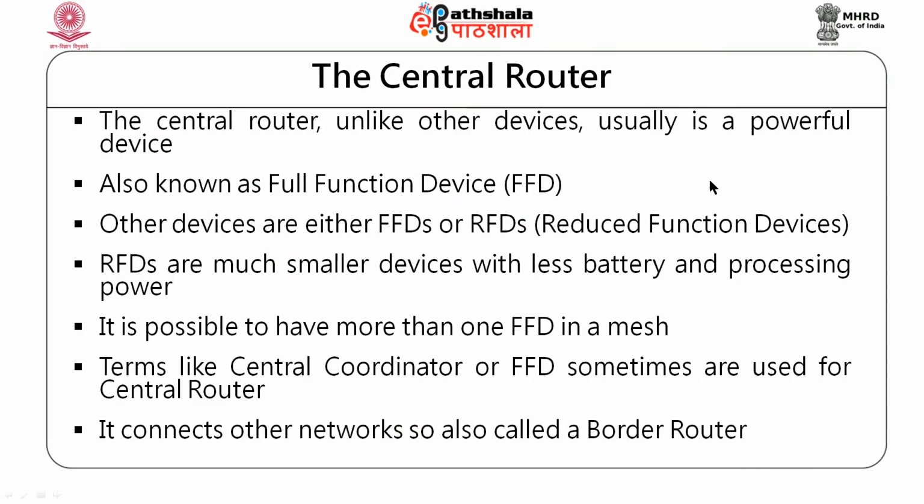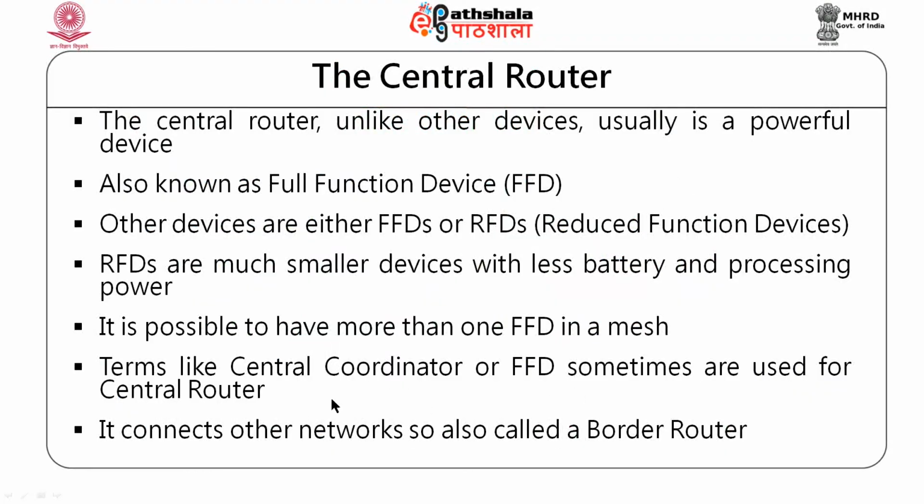Okay. The central router is sometimes known as full function device or FFD, and many small tiny devices which do not have the amount of memory and processing power are known as reduced function devices or RFDs. Okay. And in a normal mesh network, it is quite possible that you have more than one FFD. But there is always going to be one FFD which is the central router, there may be more than one FFD, and there may be more than one RFD or reduced function device. Reduced function devices are very small devices with less memory, less power. Okay. As I said, the word central coordinator or FFD is sometimes used instead of this.